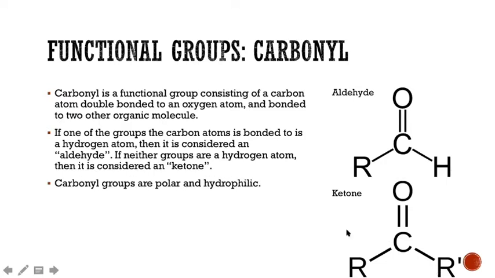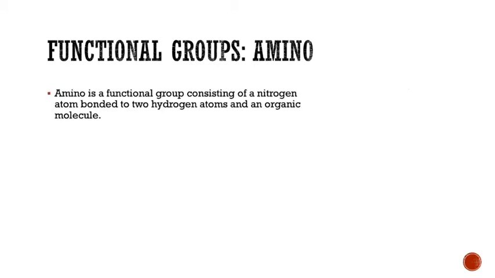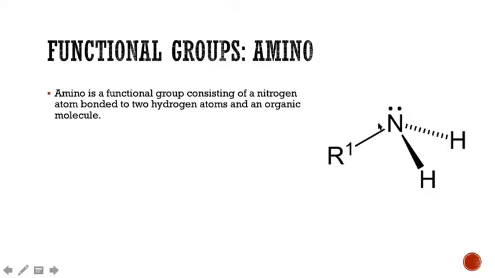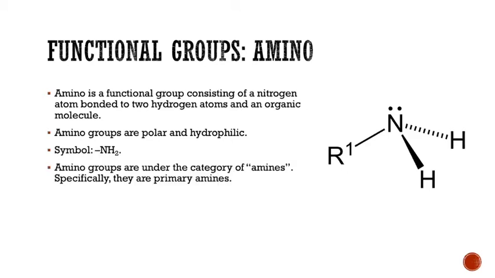Carbonyl groups are polar and hydrophilic, although depending on the length of the molecule, it may be hydrophobic in some regions. The symbols for an aldehyde are COH, and for a ketone, it's just CO. Now we're moving on to amino groups. This group consists of a nitrogen atom bound to two hydrogen atoms and an organic molecule. It also has a lone pair of electrons freely available. Amino groups are both polar and hydrophilic, and the symbol is NH2.